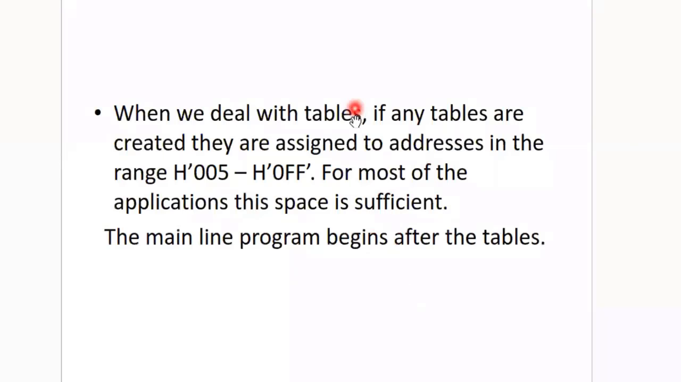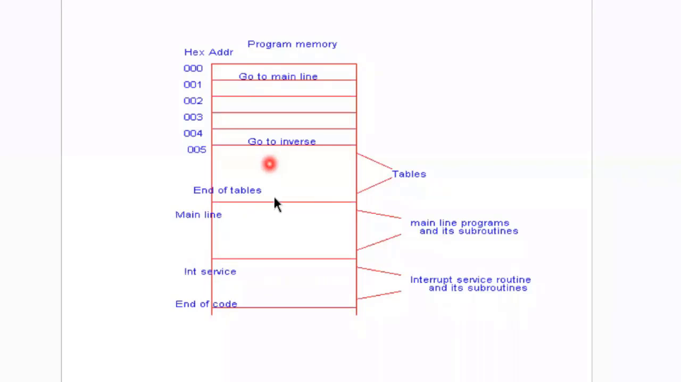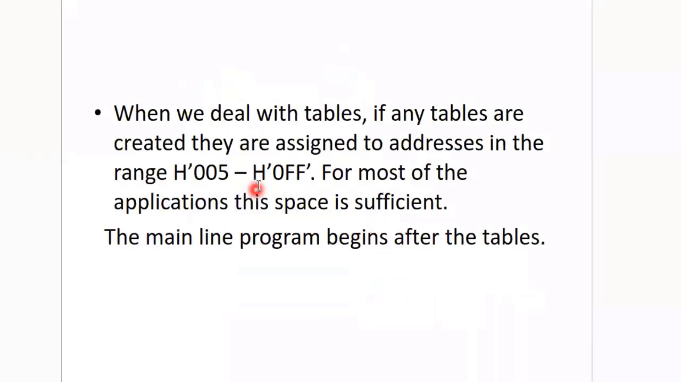So see here, for the tables, the address locations you can see are from 005H to 0FF. So that is the location allocated for the table. You can see this is the space provided for the table, and it starts from 005 and ends with 0FF, as shown here.